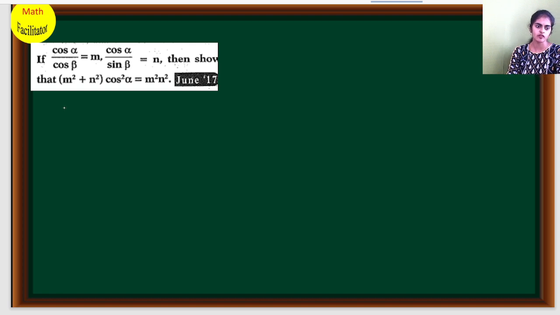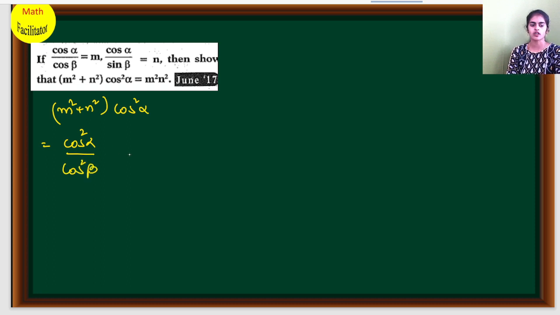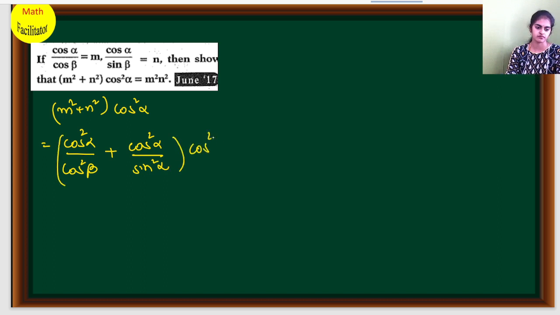So you have cos alpha by cos beta is m, cos alpha by sin beta is n. You have to show that m square plus n square into cos square alpha equal to m square into n square. I am taking the LHS. So m square is nothing but cos square alpha by cos square beta. M means cos alpha by cos beta, m square means cos square alpha by cos square beta. N square means cos square alpha by sin square beta. Okay, so into cos square alpha is there.